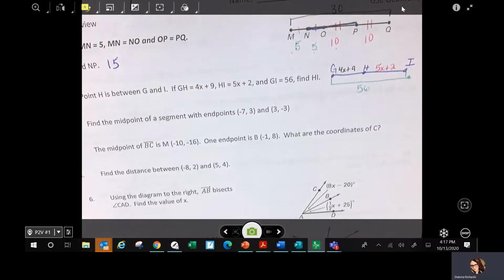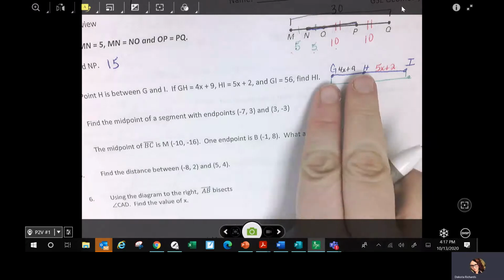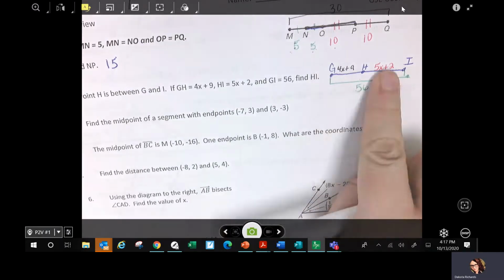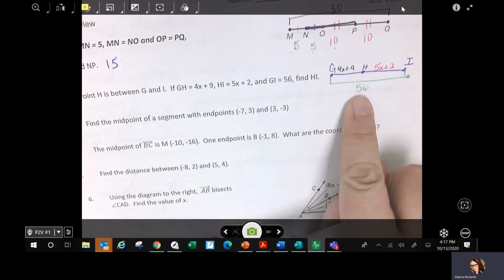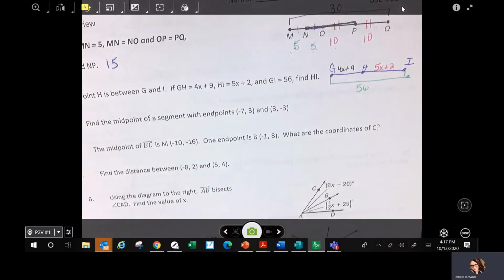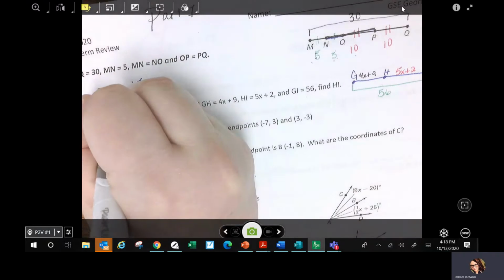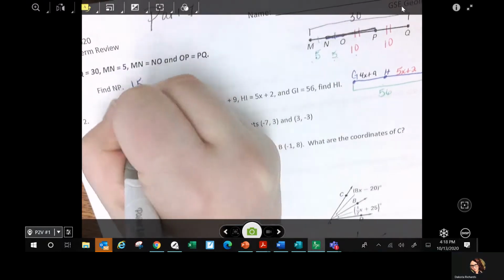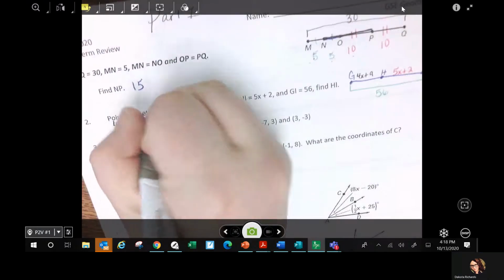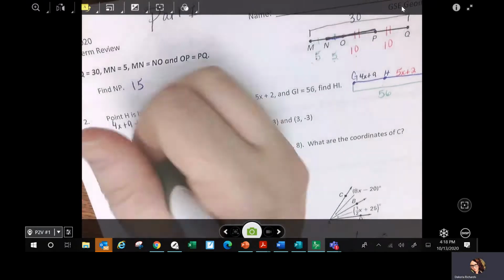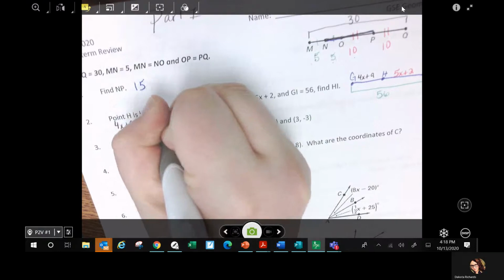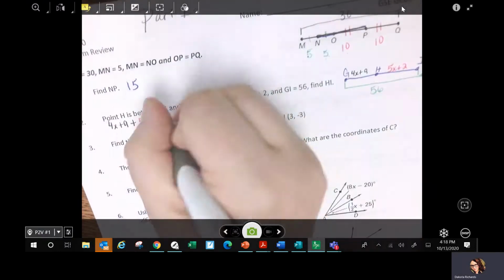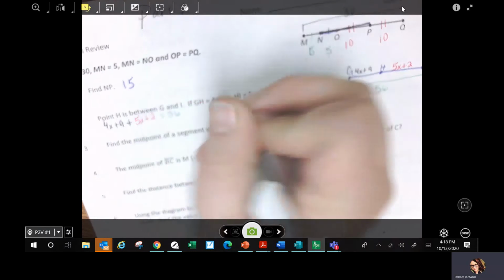You're going to use segment addition. So GH plus HI equals GI. Two parts added together total to equal the whole thing. So set it up like that. So 4x plus 9 plus 5x plus 2 equals 56.